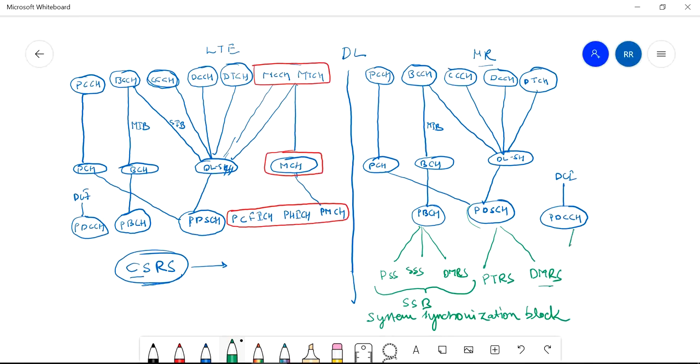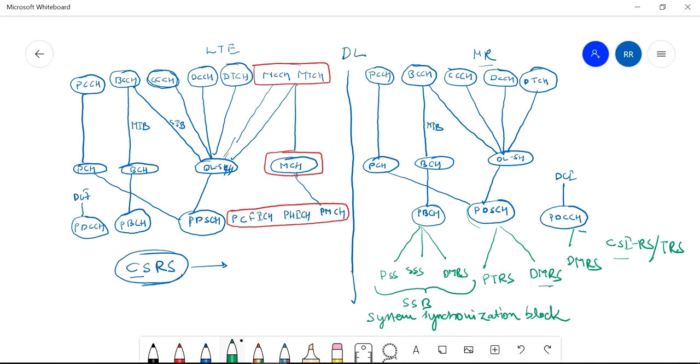Then this PDCCH will also have DMRS. And we have a few more signals: CSIRS, the channel state information reference signal, and TRS. We can say these two are the same kind of signals but at different time and frequency spacing. CSIRS, and TRS is the timing reference signal.